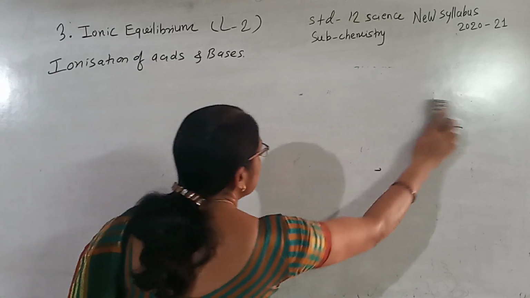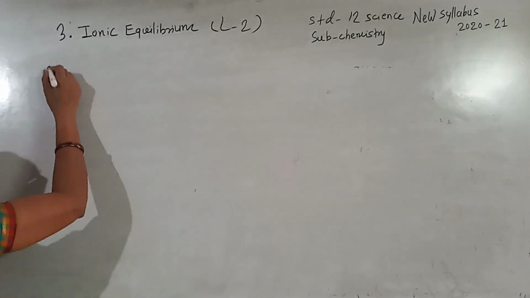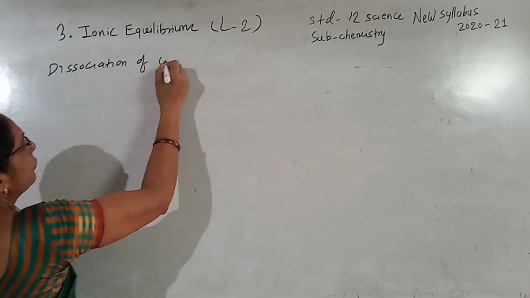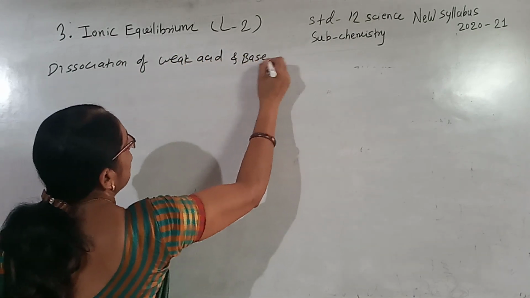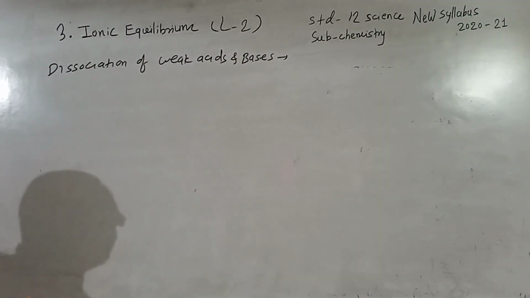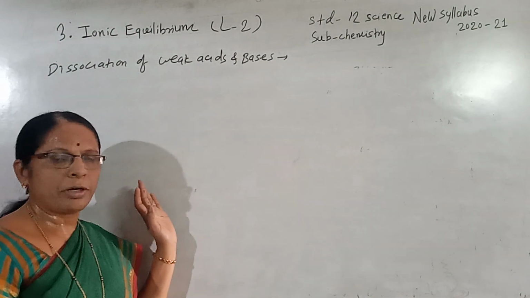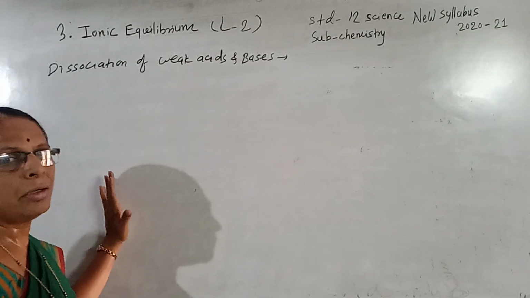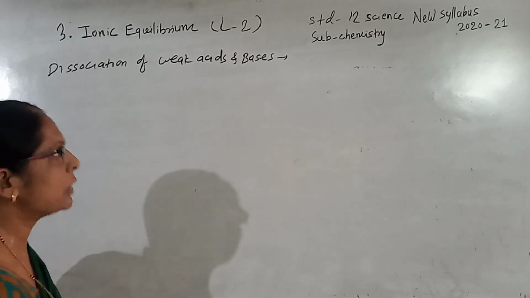Now let us consider the dissociation of weak acids and bases, because in the case of strong acids and strong bases, the degree of dissociation is 1. They are completely dissociated. But in the case of weak acids and weak bases, as they are partly dissociated, we can consider the degree of dissociation and the dissociation constant.